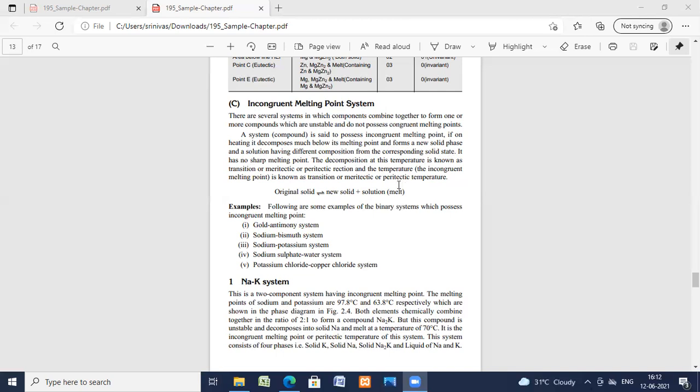The decomposition at this temperature is a transition, and it is the meritectic or the peritectic reaction. And the temperature is the transition temperature or meritectic temperature or peritectic temperature. You can see the original solid gives a new solid plus solution melt.